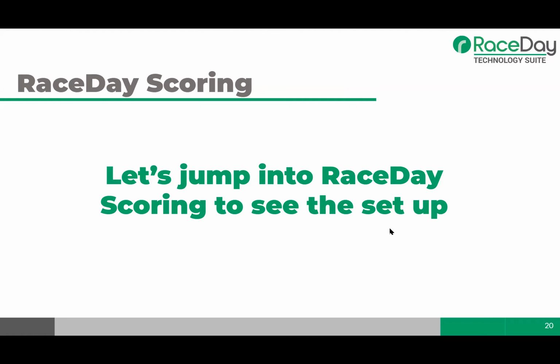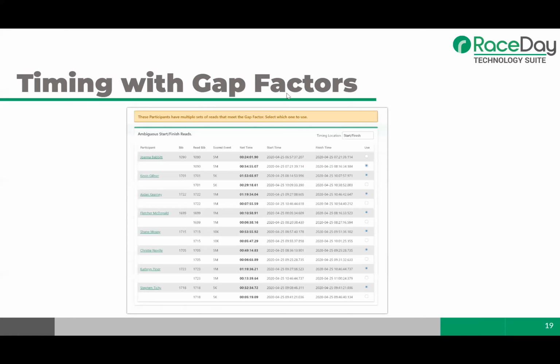Yeah, the only thing I would add is that both Race Director and RaceDay Scoring are only showing you participants that have problems. So you might have 500 people, and if only 6 have 2 pairs of reads that meet the rules, it's only those 12 reads that you would see in this grid here. Yeah, so at the top it does say these participants have multiple sets of reads that meet the gap factor. Select which one to use. So this is a filtered list. It doesn't show you absolutely everything. It just shows you the set of participants who happen to have multiple potential reads.